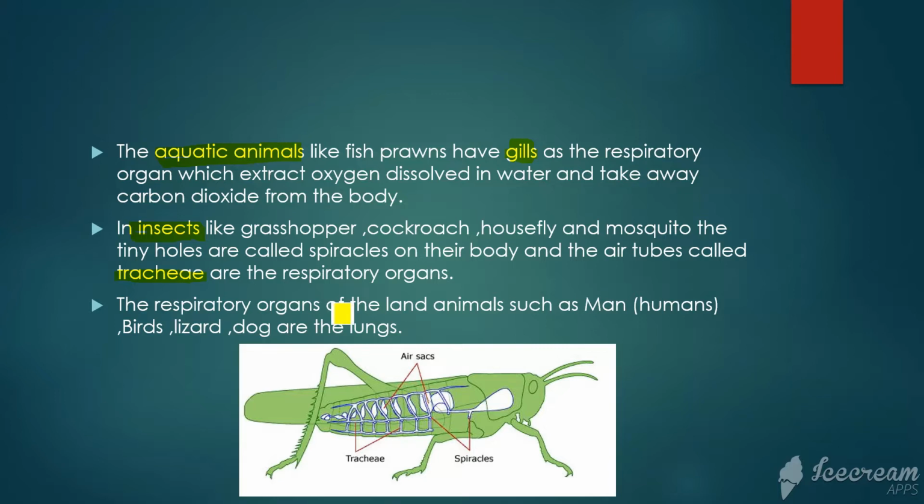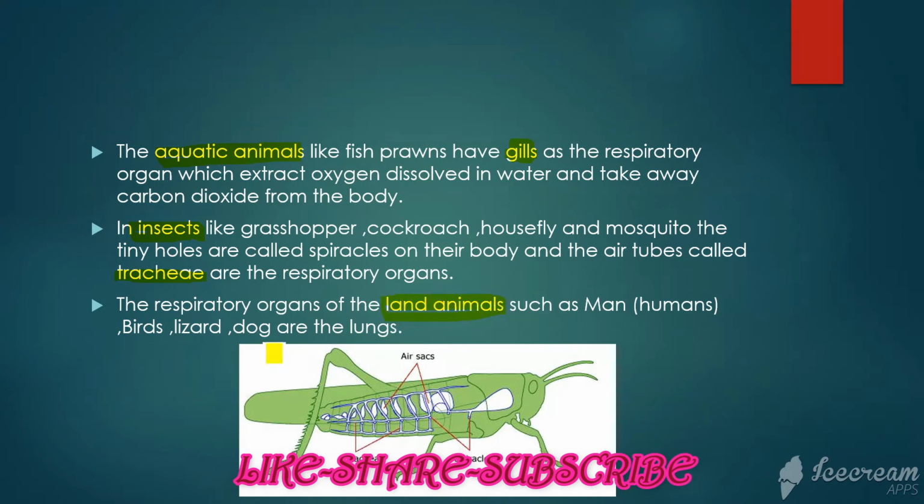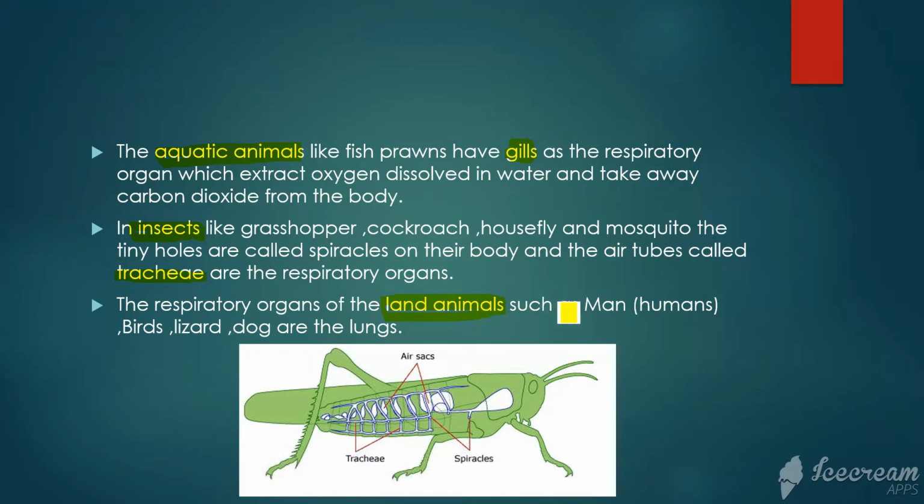The respiratory organs of land animals such as man, bird, lizard, dog are lungs. So all the land animals, all the terrestrial animals, those animals which live on land and breathe through air, have a specialized organ for respiration called lungs. So the lungs will absorb oxygen from the air. In aquatic animals, all the animals which live in water, to absorb oxygen from water, gills are there. Insects have spiracles and tracheae. And the land animals or the terrestrial animals have lungs.